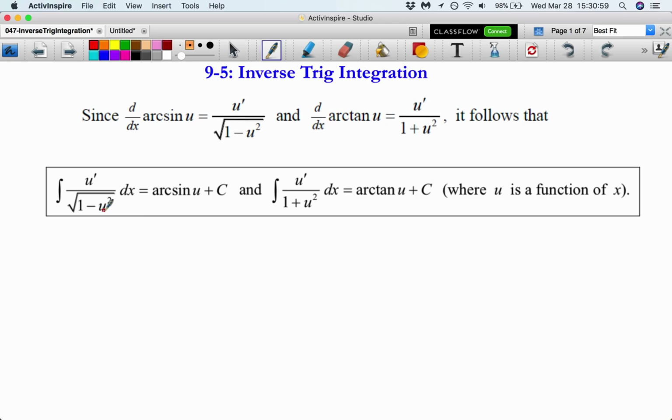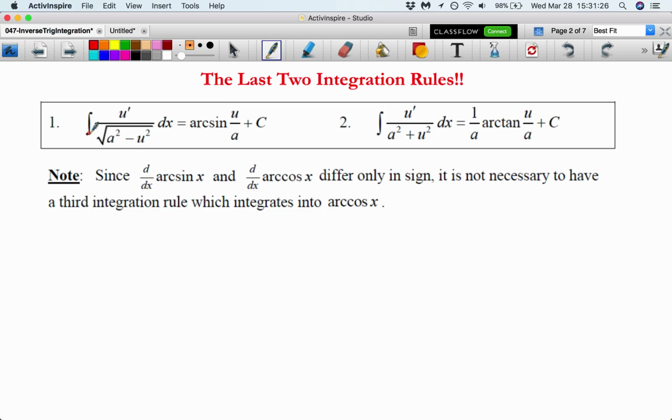So if we anti-differentiate, if we take the integral of these right-hand sides, we should get the left-hand side. It should undo the derivative. And we should get that the integral of something that looks like this would be arcsine, and the integral of something that looks like this would be arctan. Now, we're not going to go over the specific derivation, but this brings us to our last two trig rules.